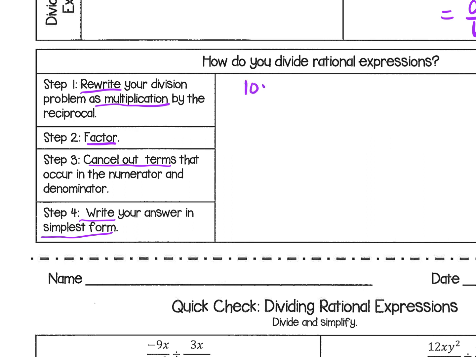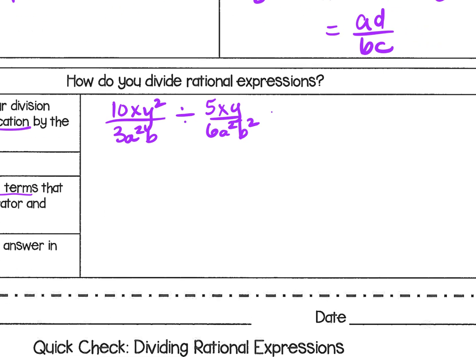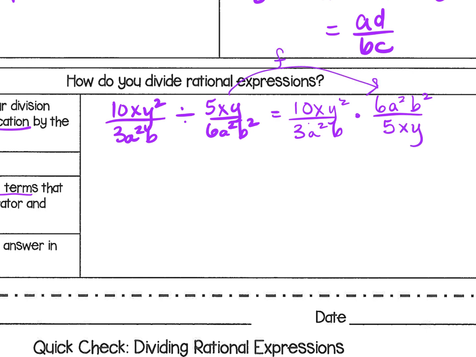Let's look at 10xy squared over 3a squared b divided by 5xy over 6a squared b squared. So the first thing we need to do is rewrite this, don't we? So let's rewrite this. So the first one stays the same, 10xy squared over 3a squared b, only times now what? So we are simply flipping this, aren't we?